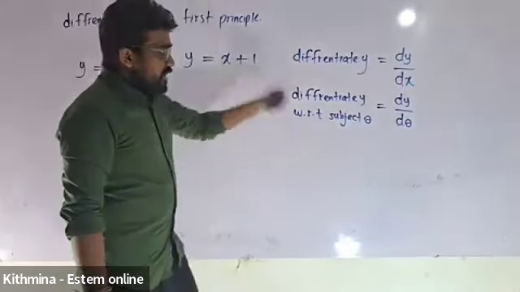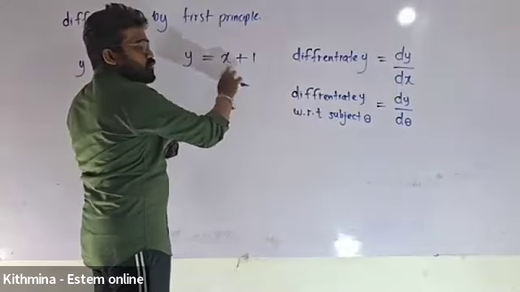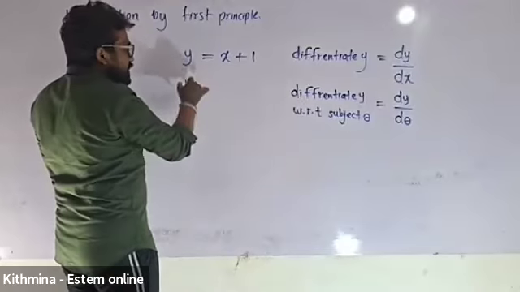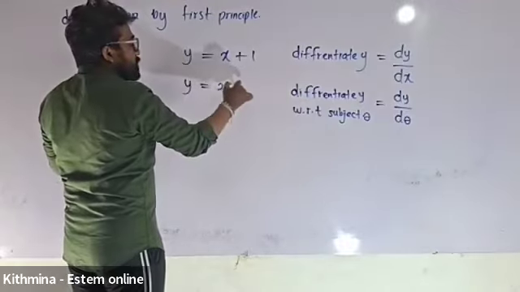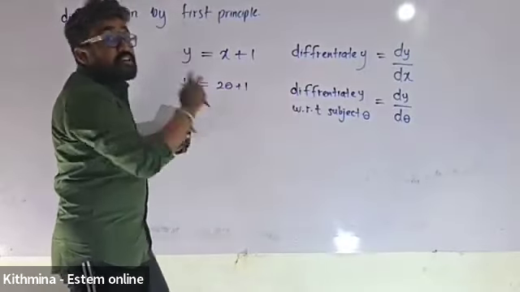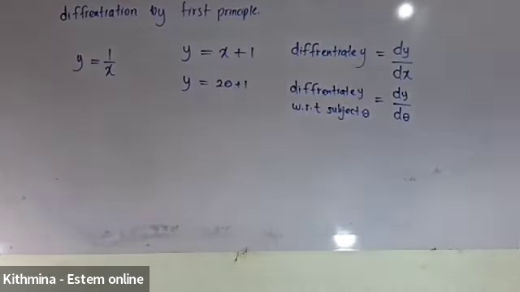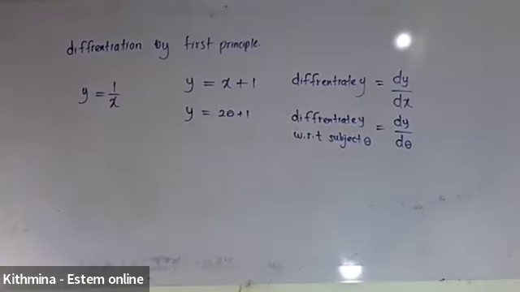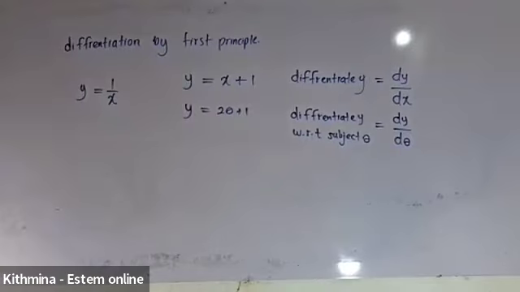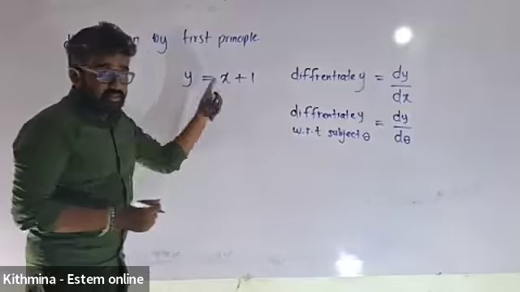Then we can find this dy over dx. If there are x things, we should differentiate with respect to x. If there are theta things, if y equals 2 theta plus 1, we should differentiate this with respect to the theta subject. That's the thing. And at first, I differentiate this.